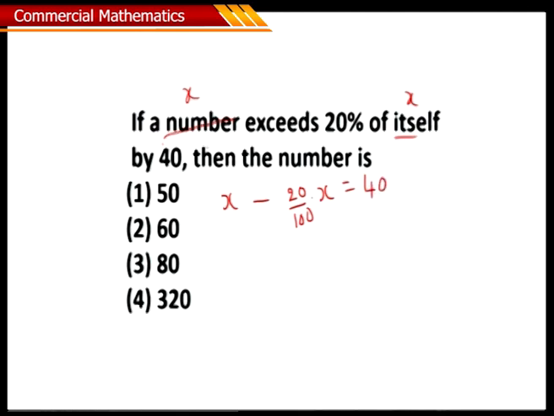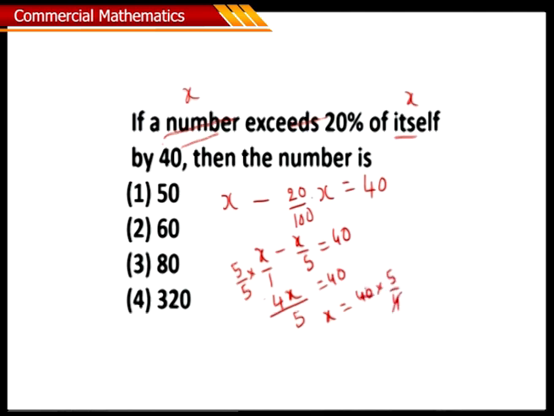You observe, the number is taken x, 20% of itself means 20% of x, and exceeds means excess. The number has an excess of how much? 40. So once you reach this, you can see that x minus x by 5 is 40. So simply we multiply both numerator and denominator with 5. So 5x minus x is 4x is 40. So clearly you can observe that x is 40 into 5 by 4.